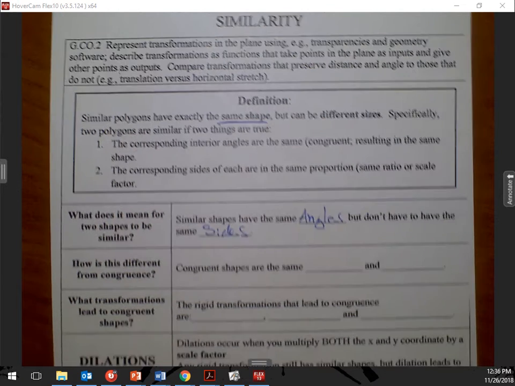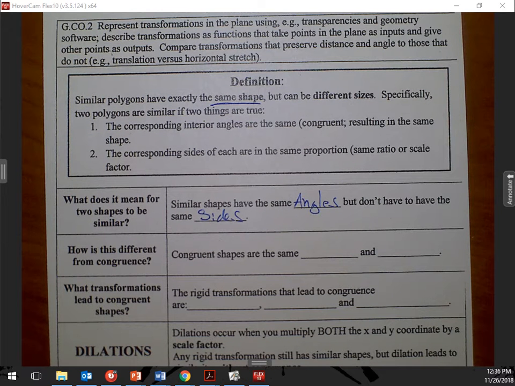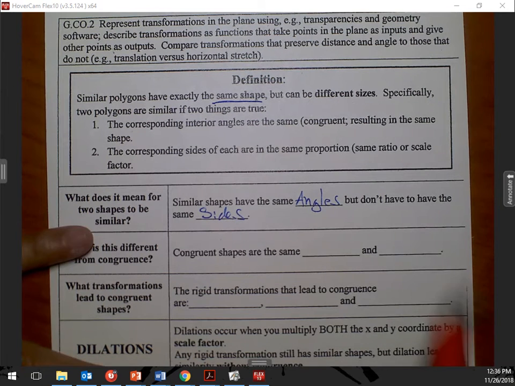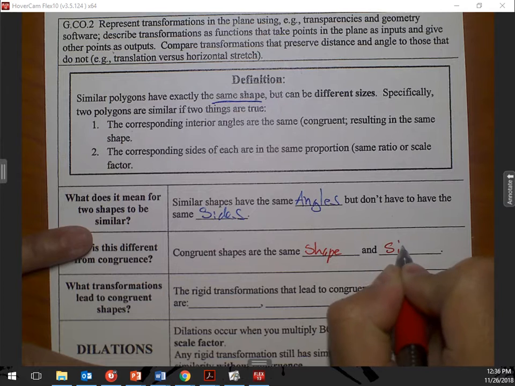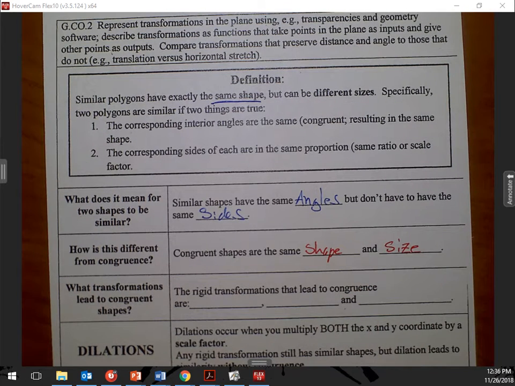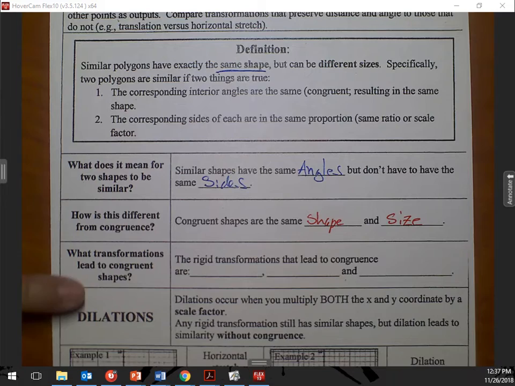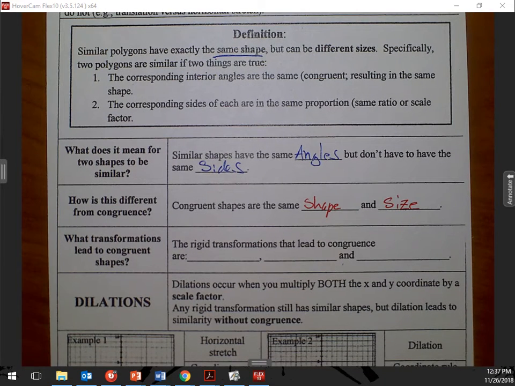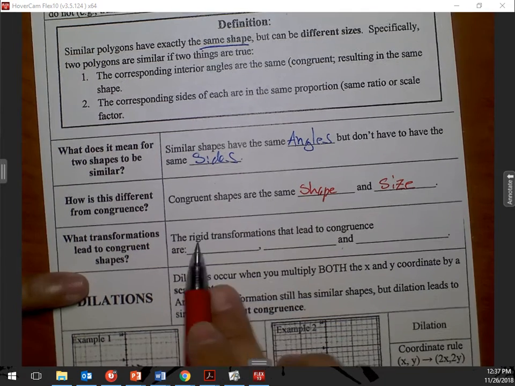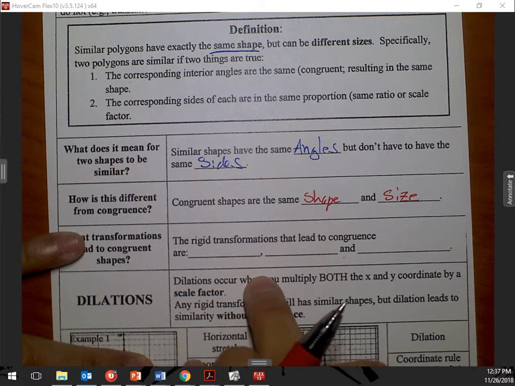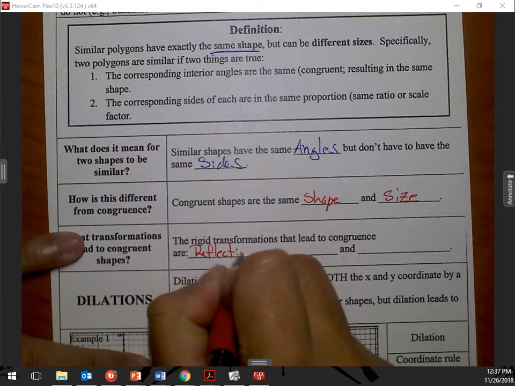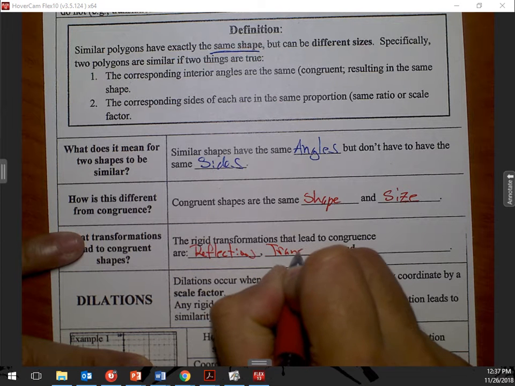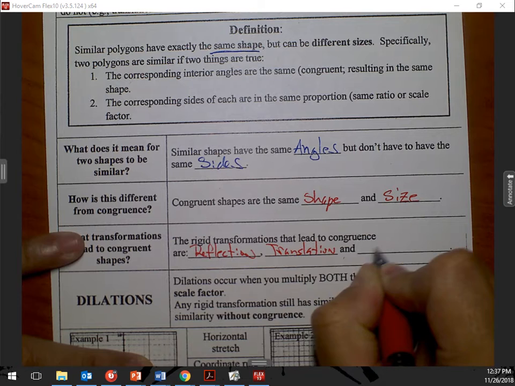Next one. How is this different from congruence? Congruent shapes are the same shape and size. Good job. What transformations lead to congruent shapes? What are the rigid transformations that lead to congruence? Reflection, rotation, translation. Very good.